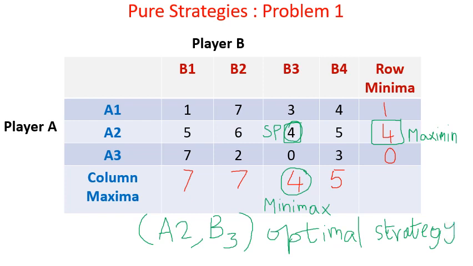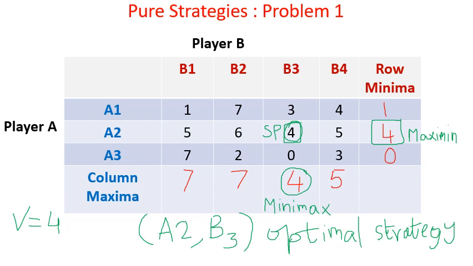So A2 B3 is the optimal strategy in this case, and this 4 here is the value of the game. If I say value of the game, I indicate it as V. The value of the game here is 4 because that is the payoff of that particular optimal strategy.